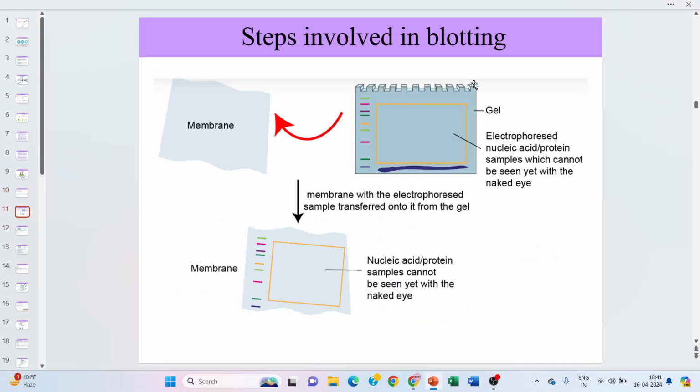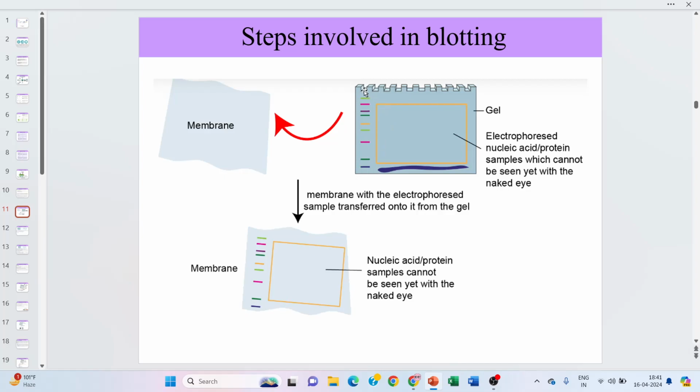You can see this is the gel, and here your sample is supposed to be, and then you place the membrane. Then what happens? Membrane transfer takes place, and your entire sample now comes onto the membrane. So how do you know whether the transfer has happened or not?